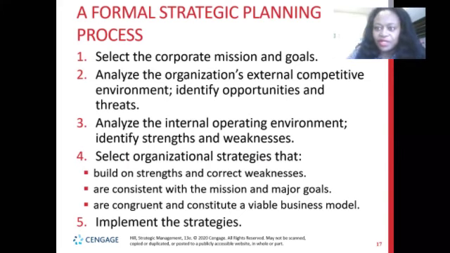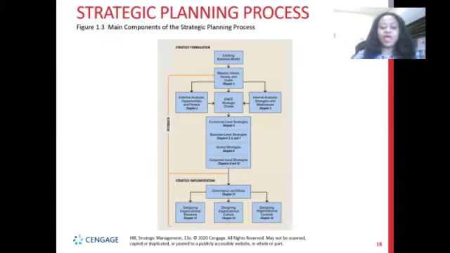Then you're going to analyze the internal operating environment. You're going to engage in what we call internal analysis. That's where you look at all the things that you have, your resources, your capabilities, all the things within the firm that can enable the firm to achieve competitive advantage. And then you're going to select organizational strategies that build on strengths and correct weaknesses, and that are consistent with this mission and the major goals. This is, again, why you develop those on the front end of the strategic planning process, and that are congruent and constitute a viable business model. That's why you have to write one. And then, of course, you're going to implement the strategies.